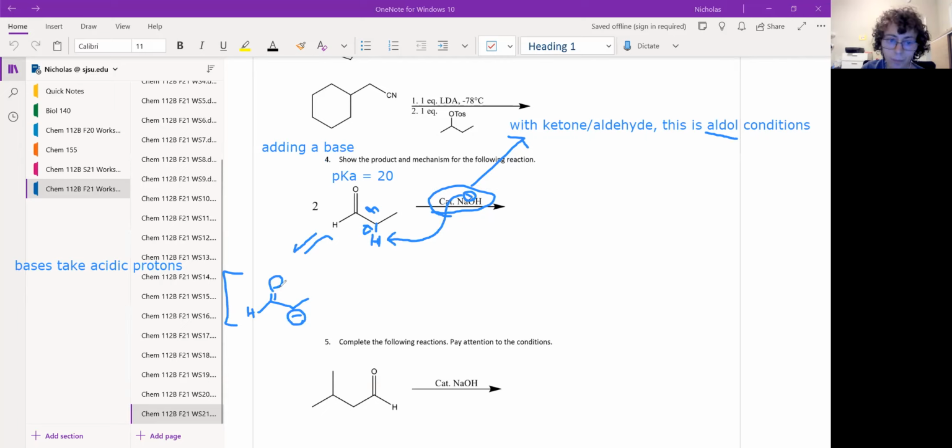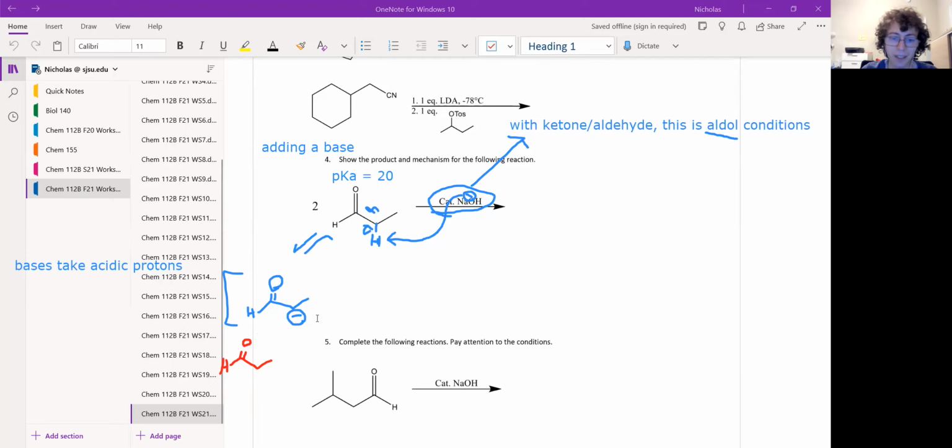Okay. And then I kind of showed you guys this next step earlier on true false. We have an enolate, but we haven't converted all of the aldehydes to enolate because we're only adding a small amount of hydroxide. There's not enough to turn all of these aldehydes into enolates, which means that there's still a little bit of the starting material floating around, the neutral aldehyde.